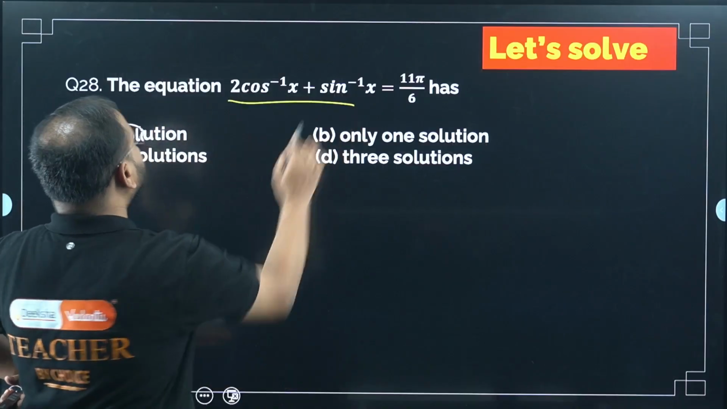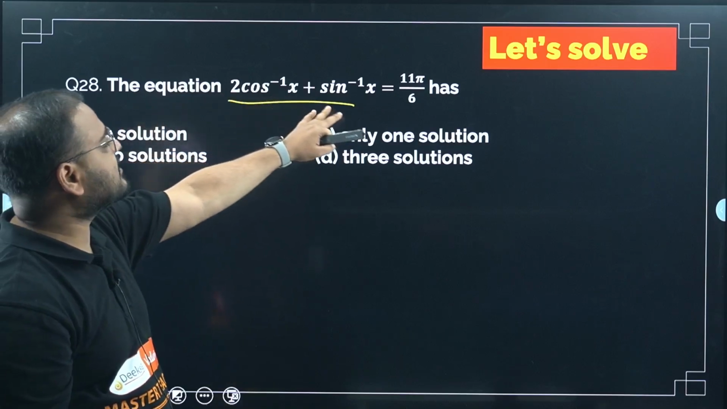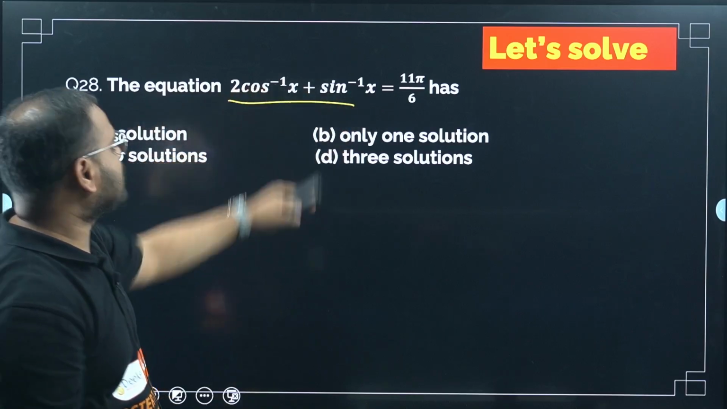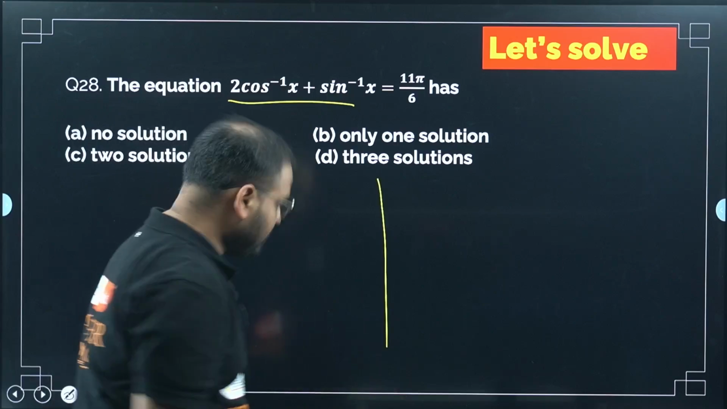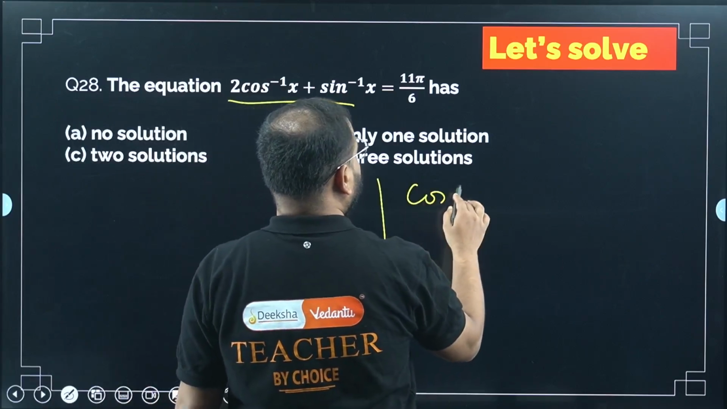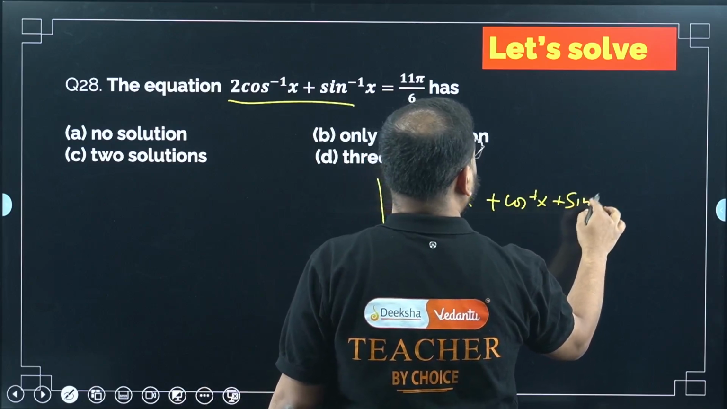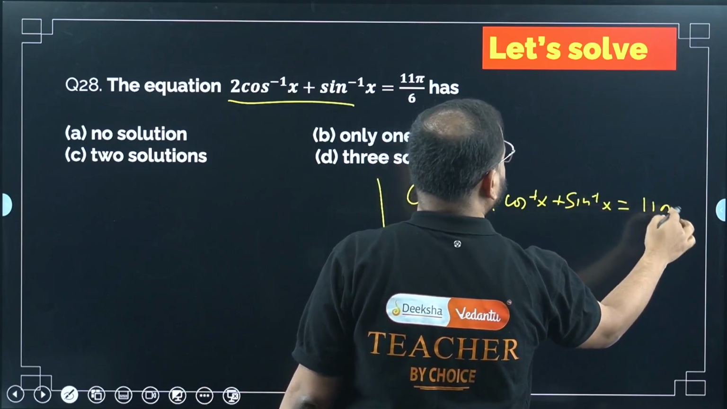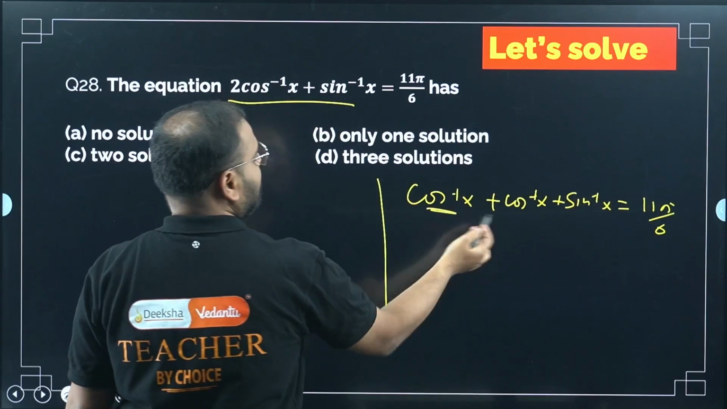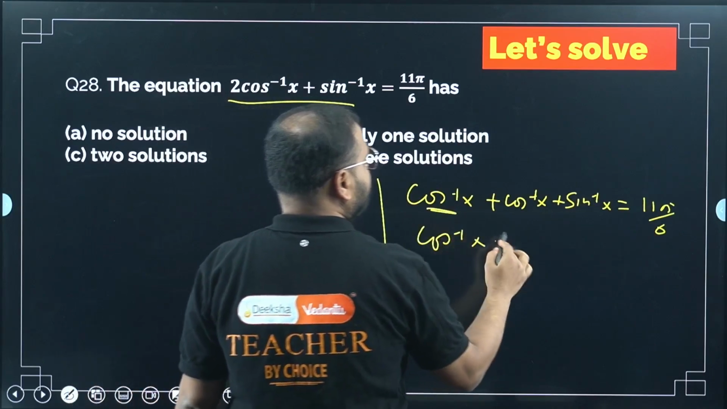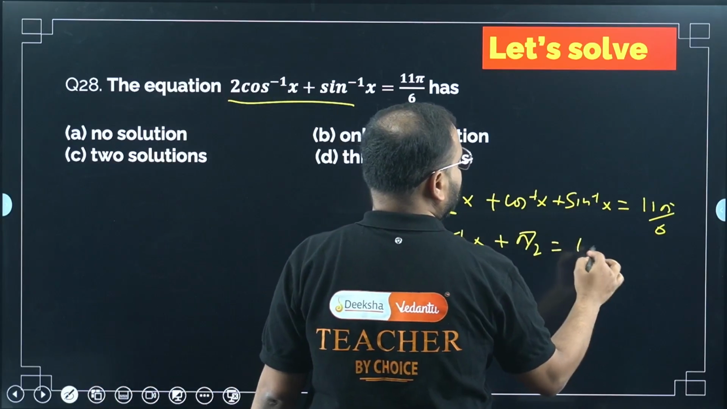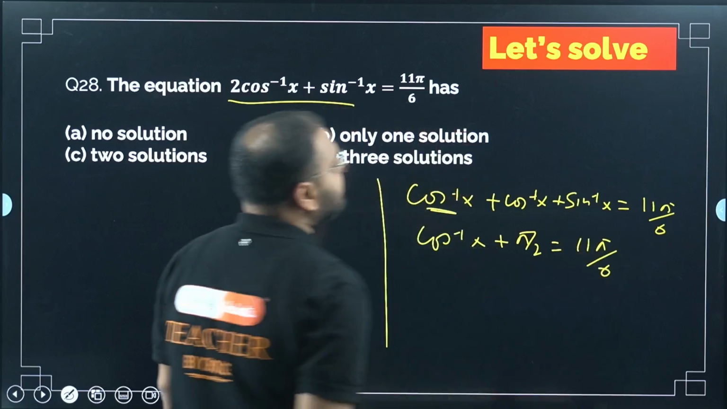This is a simple question, right? Equation: 2 cos inverse of x plus sin inverse of x. I can write this as cos inverse of x plus cos inverse of x plus sin inverse of x equals 11 pi by 6. I have split this, so I get cos inverse of x plus pi by 2 equal to 11 pi by 6. Don't ask me why, right?